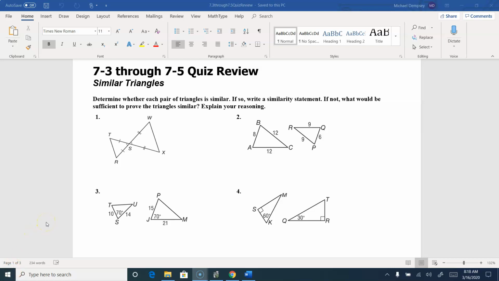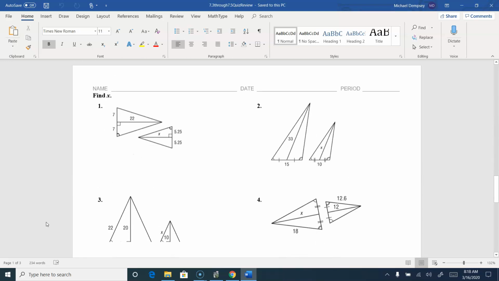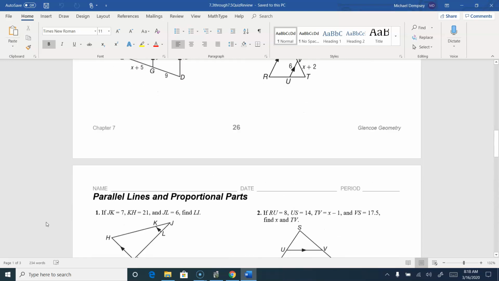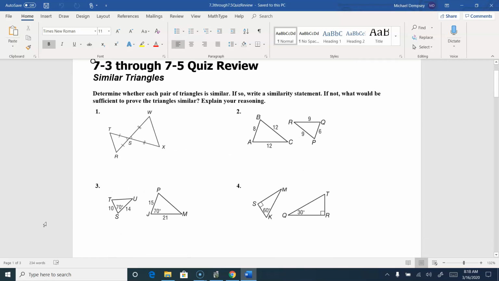Okay, so the purpose of this video is I'm going to walk you through our 7.3 through 7.5 quiz review, and then we'll do the quiz online on Thursday. So I'll take you through the first page today, the second page tomorrow, and then the third page we'll complete on Wednesday, and then we'll be well prepared for the quiz on Thursday.